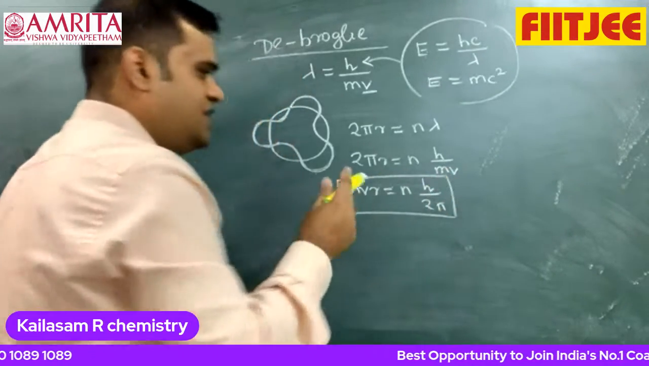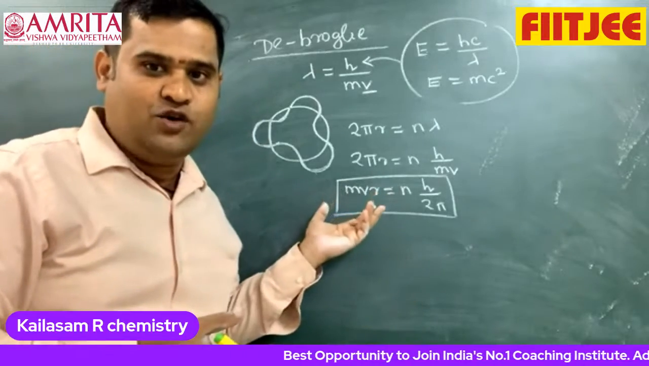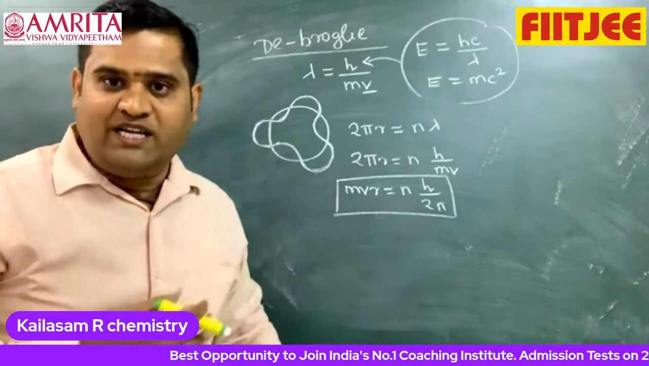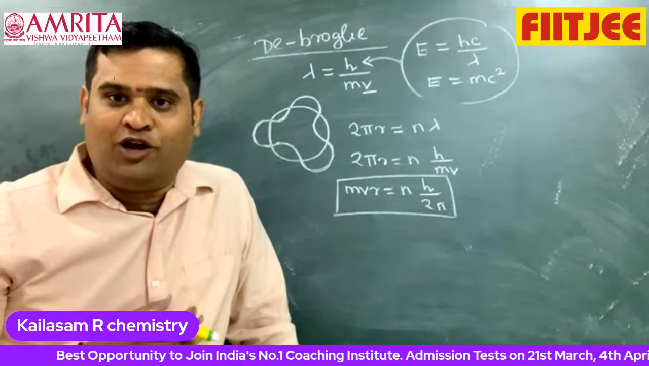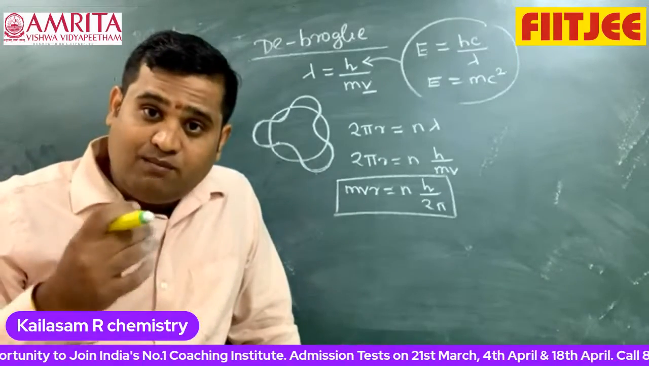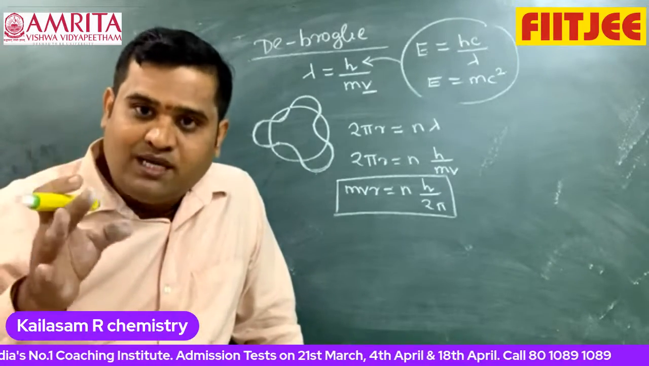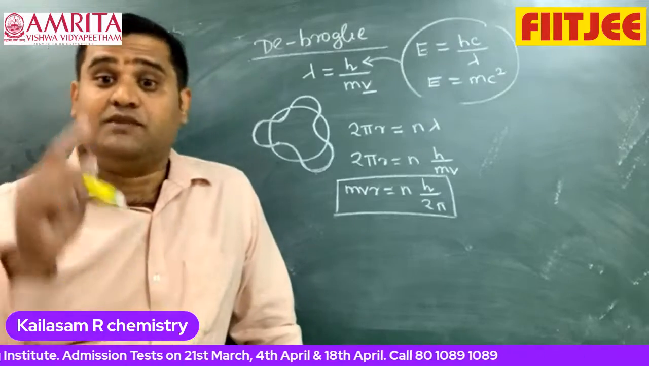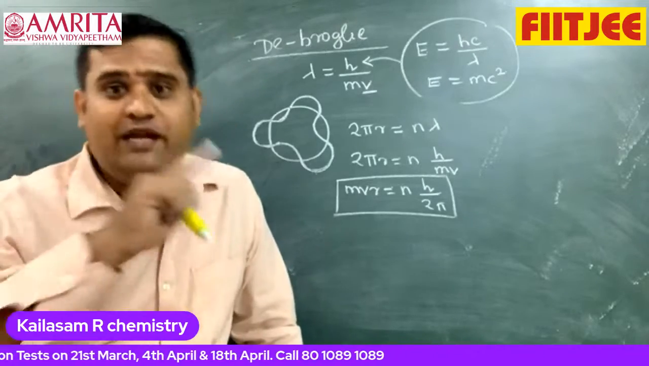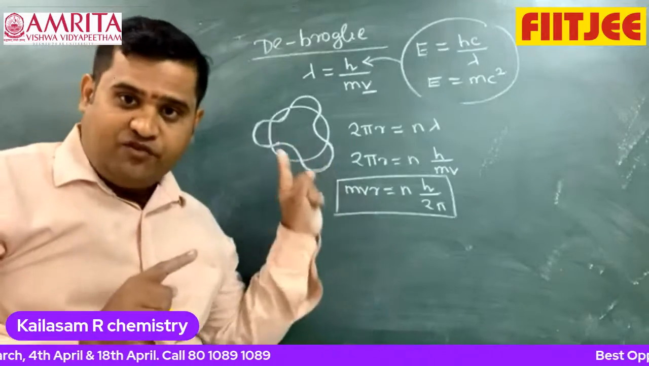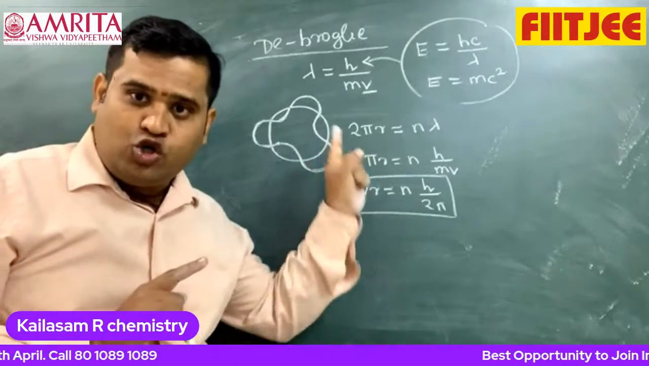Whatever Bohr said is right. mvr is equal to nh by 2 pi. It is called the quantization of the angular momentum of an electron in a particular orbit. Yes, it is right. But Bohr made a mistake. He took it as a particle character. But de Broglie said it's a dual character. When it behaves as a wave, it produces 2 pi r is equal to n lambda.